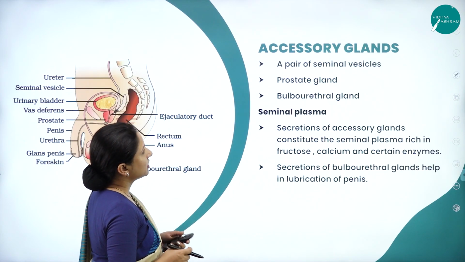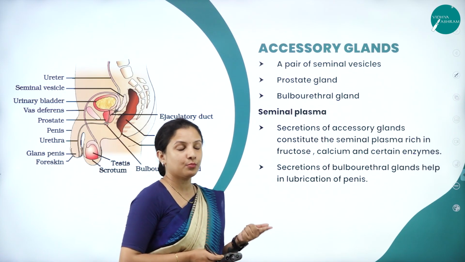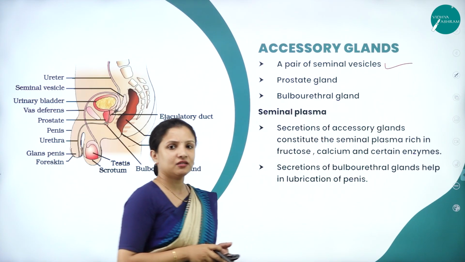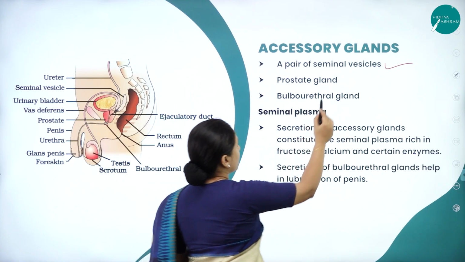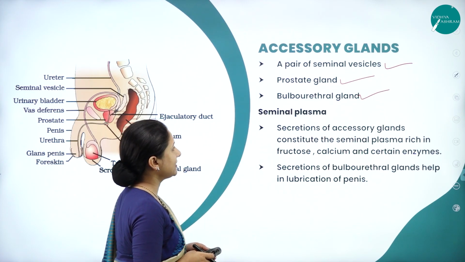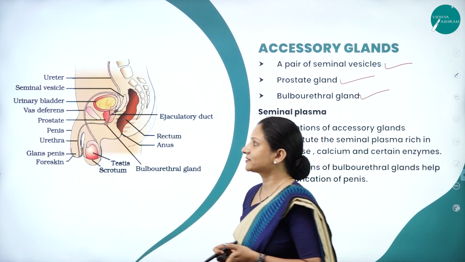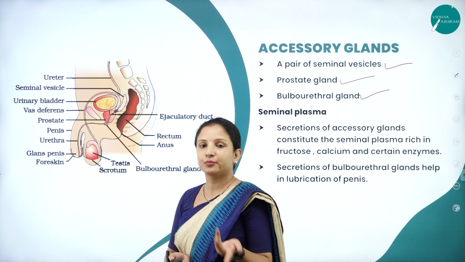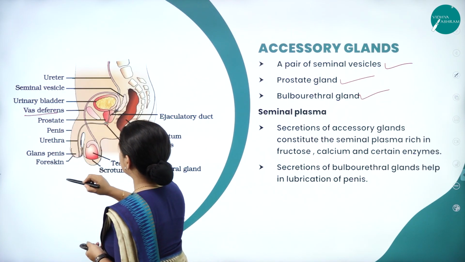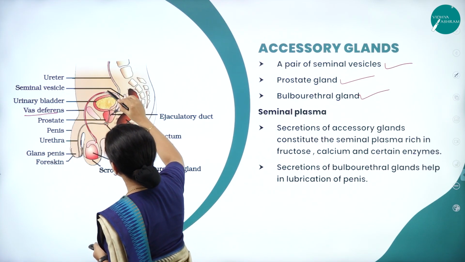It also contains accessory glands. We had studied the bulbourethral gland and prostate gland. It contains a pair of seminal vesicles, which are also important, and it contains the prostate gland and the bulbourethral gland. Apart from that, it also contains seminal plasma. I've already explained all this, including the accessory ducts, the vas deferens and vasa efferentia, in the previous slide. Here there is the tube-like vas deferens, which, as you can see here, connects the testis.